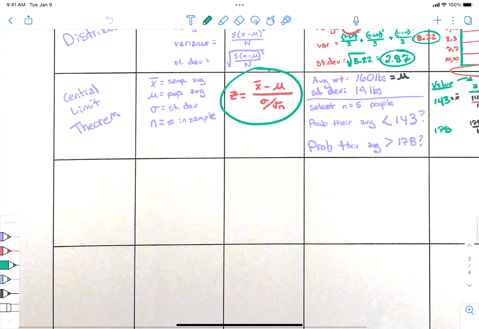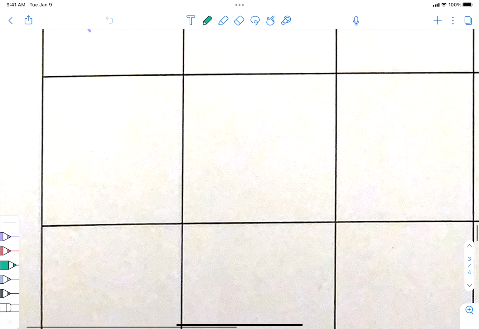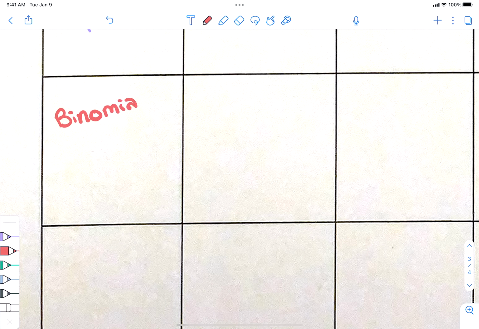So the last thing that we have is binomial. What do I want to call this? Binomial, let's say approximations. I don't know. We'll call it binomial approximations. Okay? And these are the ones that involve like the P's and the Q's.